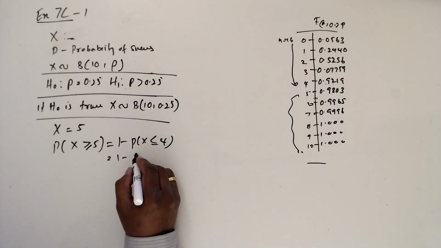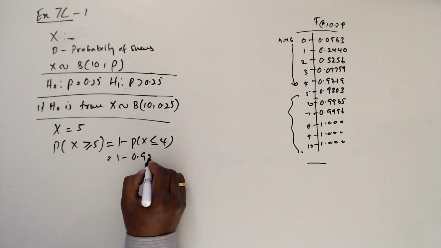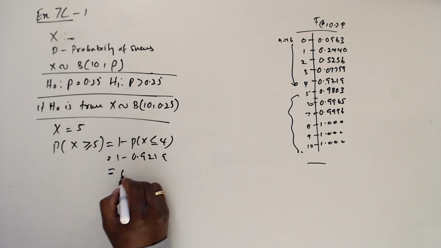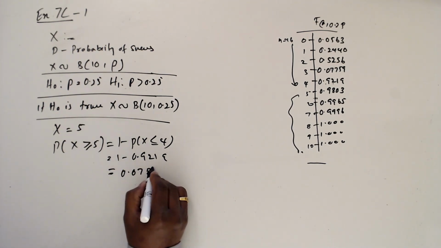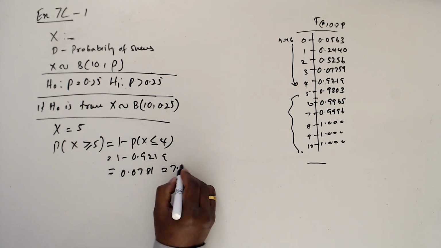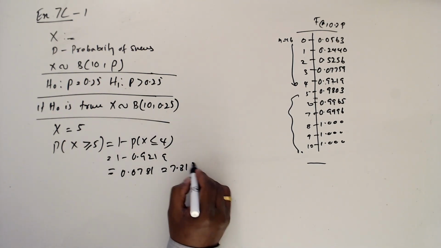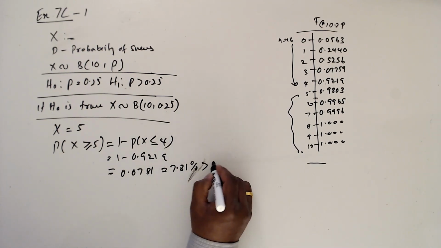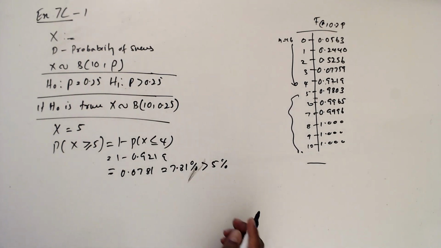So 1 minus 0.9219 will give 0.0781, which is 7.81 as a percentage, greater than the 5% significance level.